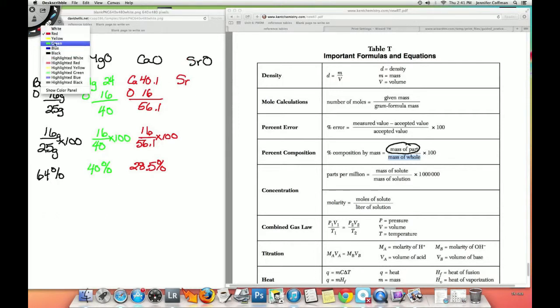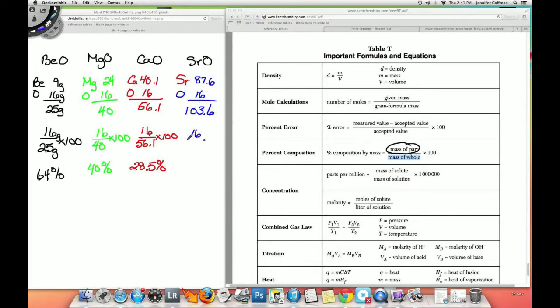What color didn't I use yet? Let's see. I didn't use blue. Okay, strontium has a mass of 87.6. And oxygen, again, is 16. So 6 plus 6 is 12 plus 1 more is 13, 8, 9, 10, 103.6 grams. 16 divided by what the whole thing weighs, 103.6. And then we get a percentage of oxygen, which is 15.4%.